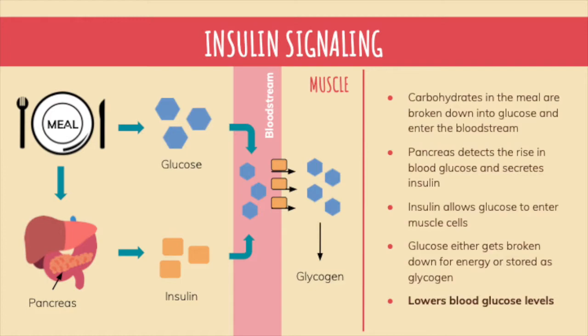It's the presence of insulin that allows the glucose molecules in your bloodstream to actually enter the muscle cells. So insulin helps with glucose uptake, and once the glucose is in the muscle, it's either broken down for energy or stored as glycogen. Overall, this is how insulin lowers your blood glucose levels.